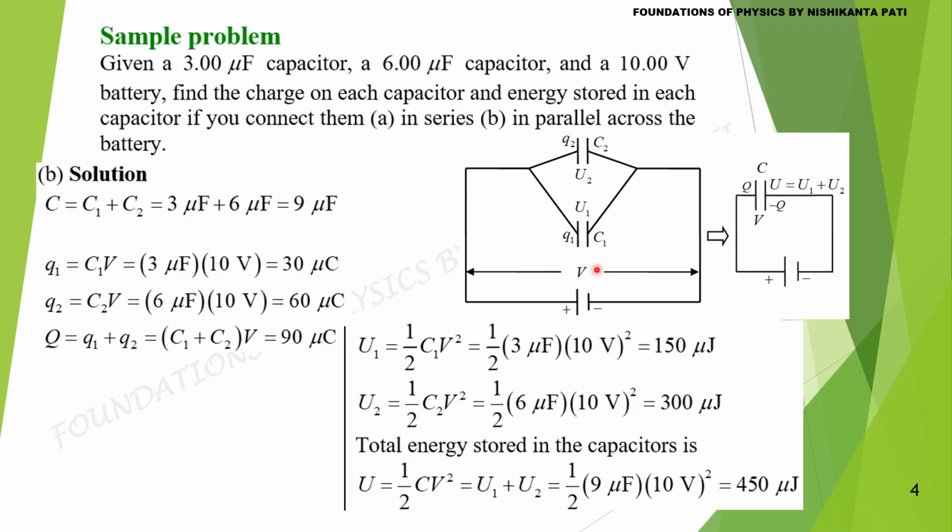Q1 is equal to C1V. Q2 is equal to C2V. Then the energy stored here, half C1 V square. Energy stored here, half C2 V square. We can also apply other formulas for finding the energy, like Q square by 2C or half QV. Any formula is applicable. The total energy is equal to U1 plus U2. That is also half C V square or Q square by 2C.